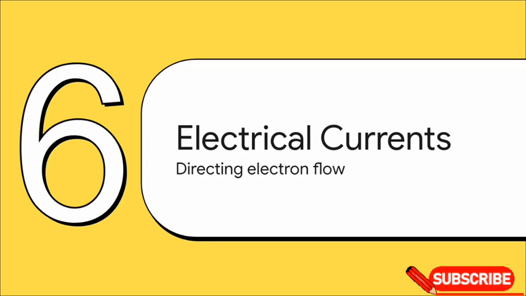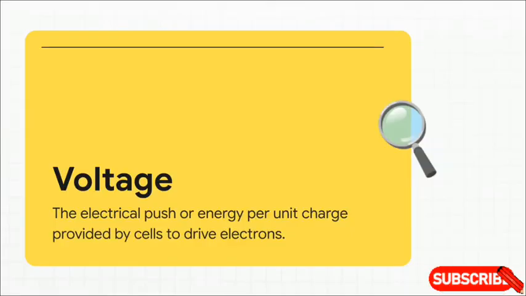Finally, let's zoom all the way down to the microscopic level for Section 6, controlling electrical currents, directing the flow of electrons. If you want to understand how a circuit works, you first have to understand voltage. Voltage is essentially the electrical push. It is the energy per unit charge, usually provided by a cell or a battery, that literally drives the electrons through the wires. Without that vital push, your doorbell isn't going to ring, the light bulb in your refrigerator won't turn on, and your phone definitely isn't going to charge.